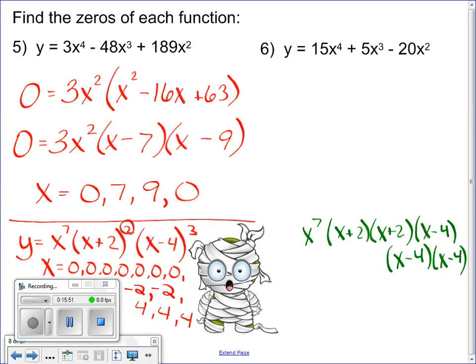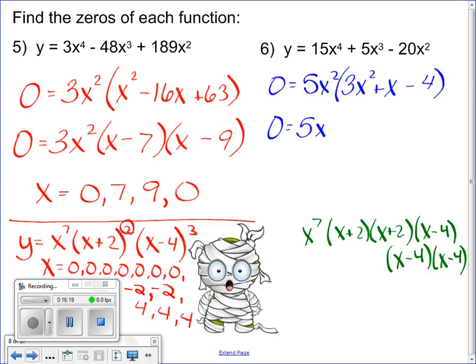Let's look at number 6. GCF? All right, so take out your 5x squared. What's left? Good. Good, plus and minus. We're getting the basics down.